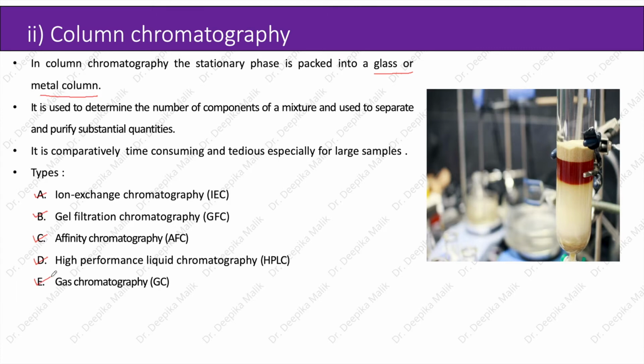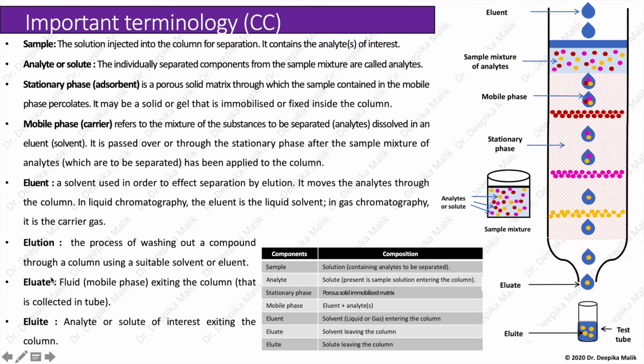Now before discussing these types one by one, there is a need to understand some important terminology related to column chromatography. Sample is the solution which is injected into the column for separation. It contains the analytes or compounds of interest. Analyte or solute is the individually separated components from the sample mixture. As you can see in the diagram on the right side, the sample mixture in a beaker contains different analytes or solutes which need to be separated.